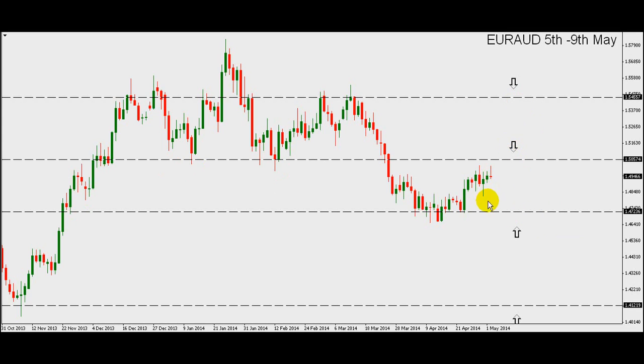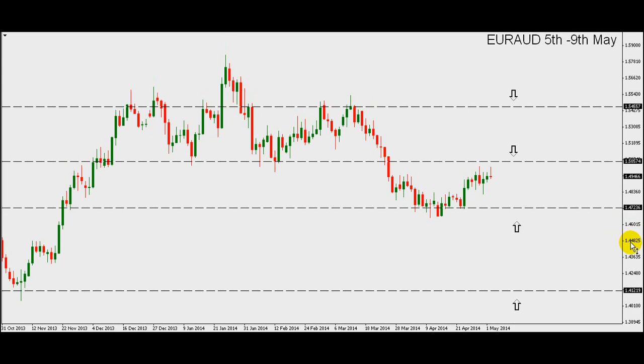If it breaks down through these areas here, to take a sell under this area, you've got to look for a break and then a retest and then a bearish candlestick to bring you down to this level here. And if we come down to this level, it's quite a way away yet, then we'll be probably looking for buys with the correct price action.